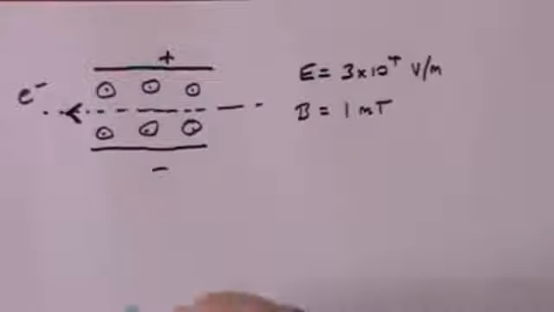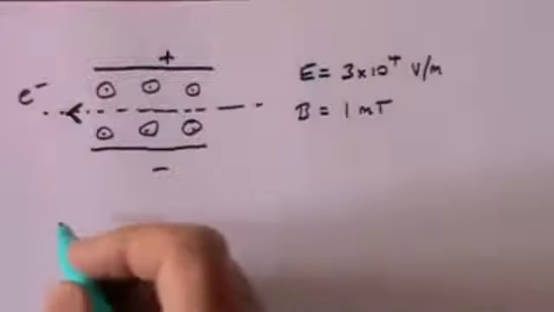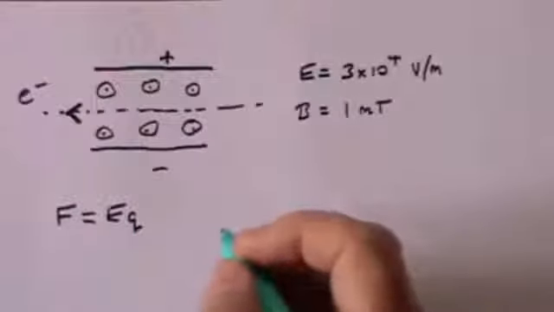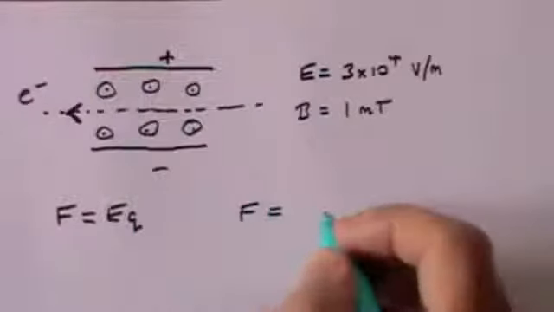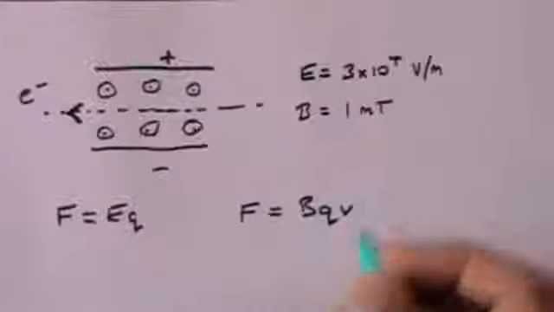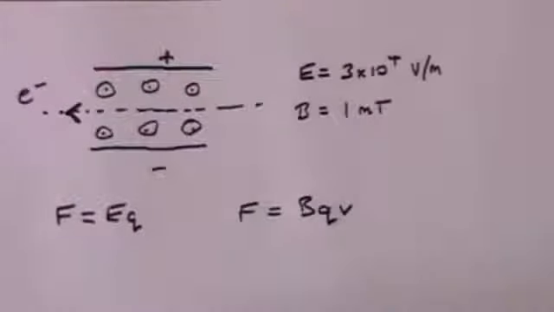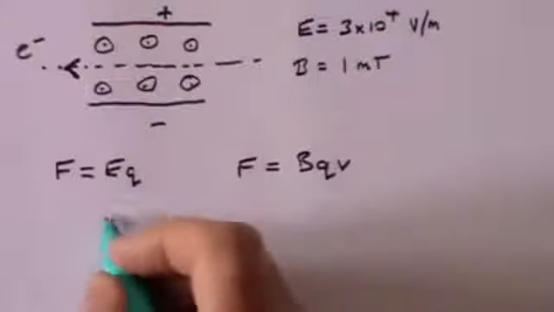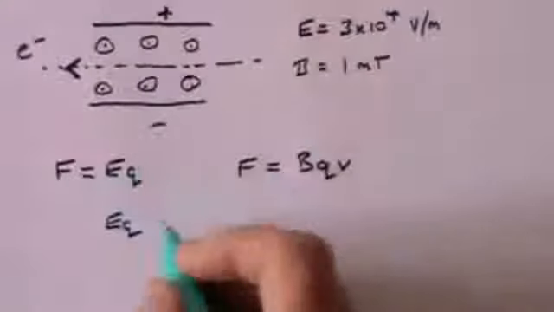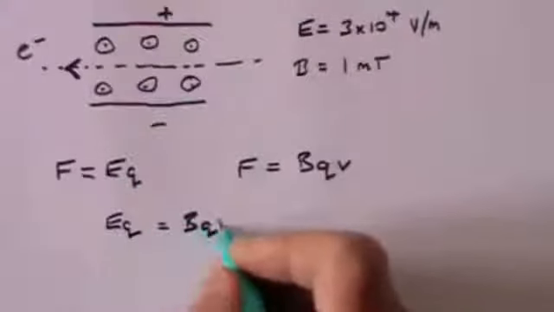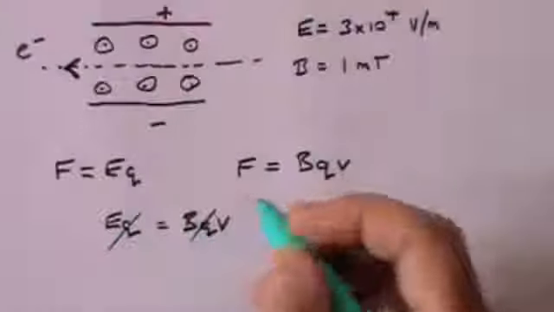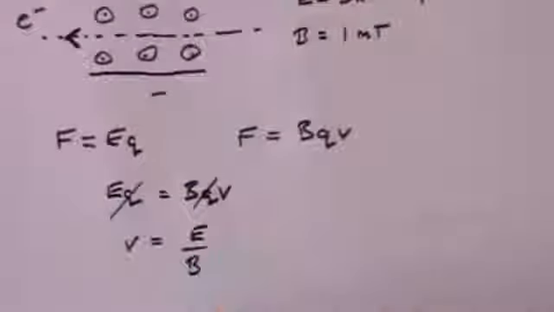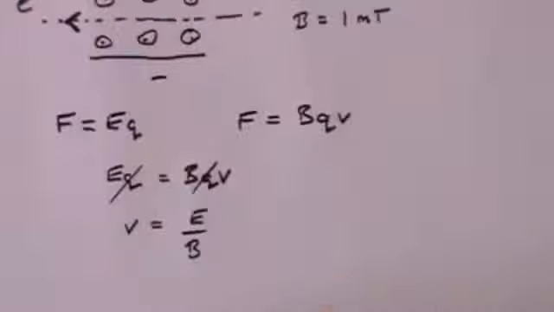Well, we just need to know what the forces are in relation to the electric and magnetic fields. For an electric field, the force is equal to E times the charge on the particle. For a magnetic field, the force is equal to BQV, and it is V we are trying to find. If there is no deflection, those two forces must be equal, which means that EQ, the force here, must equal the force here, BQV. You'll see that the Q's cancel, and that simply gives you that V is equal to E divided by B. The value of the E field divided by the value of the B field.